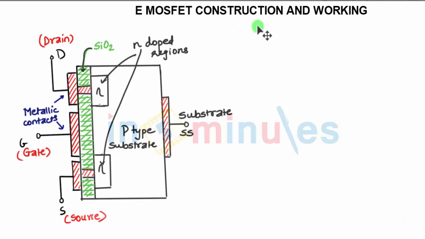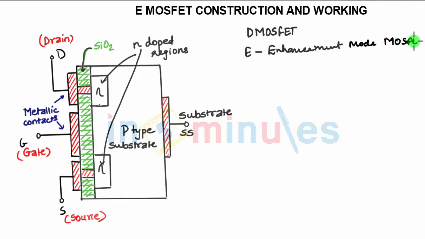In the previous video, we have seen the construction and working for the D Mosfet. Now we are coming to the E Mosfet. Now what is it? Enhancement mode Mosfet, metal oxide semiconductor field effect transistor.